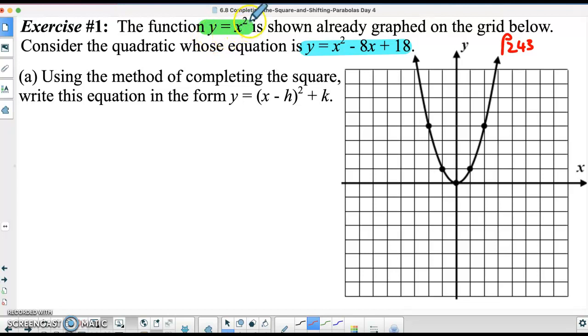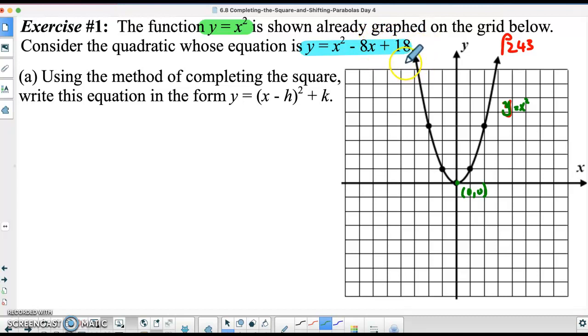The function y equals x squared is shown here. Let's label that as y equals x squared. You can tell the vertex is here, which is (0, 0). Okay, and we want to graph y equals x squared minus 8x plus 18.